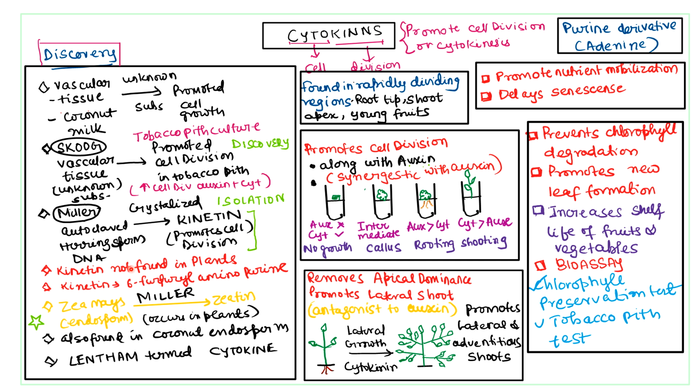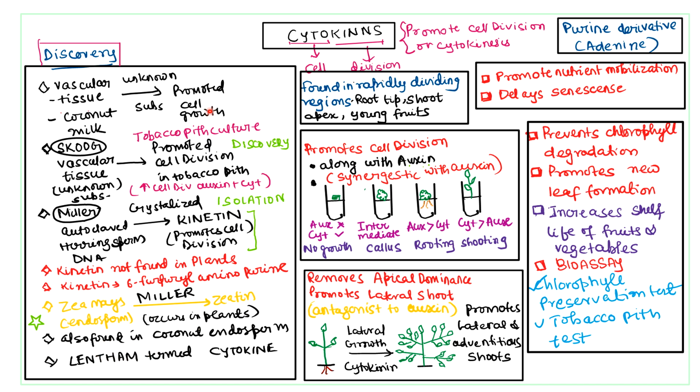But the naturally occurring cytokinin was discovered by Miller in Zea mays, or the maize plant, and this cytokinin was named zeatin. This zeatin is also responsible for increasing the frequency of cell division. Other sources of naturally occurring cytokinin are coconut endosperm. Now, the term cytokinin was given by Letham.